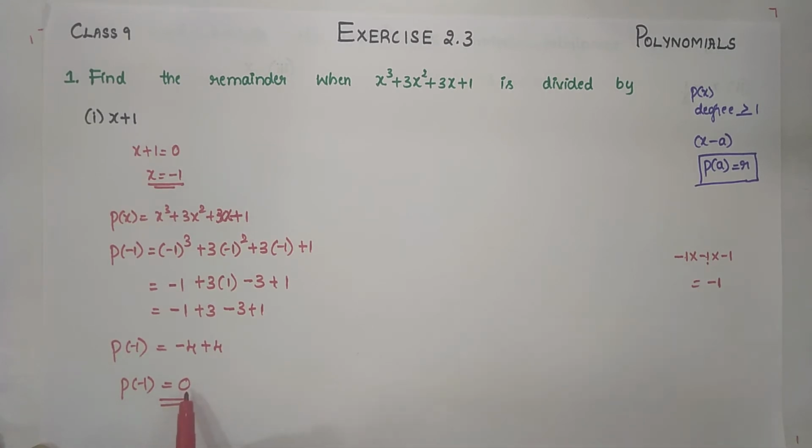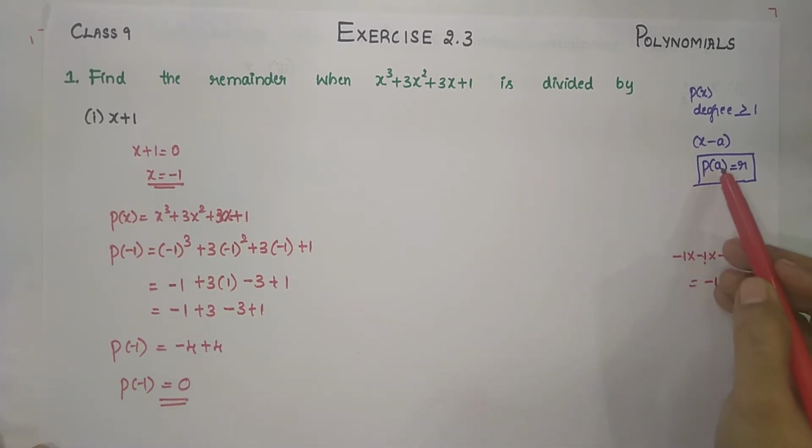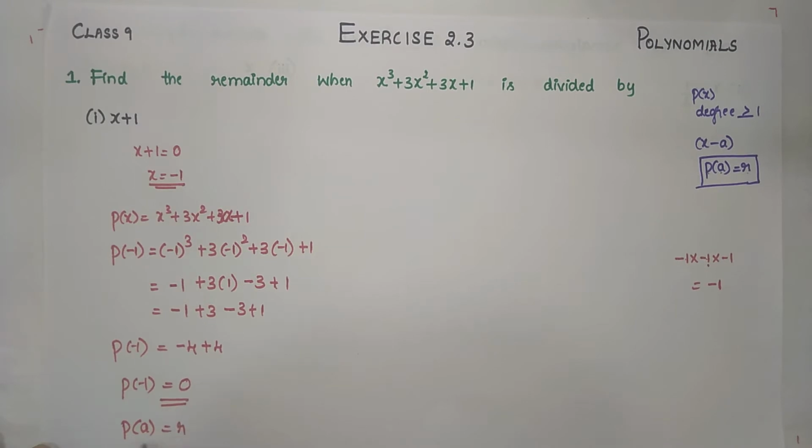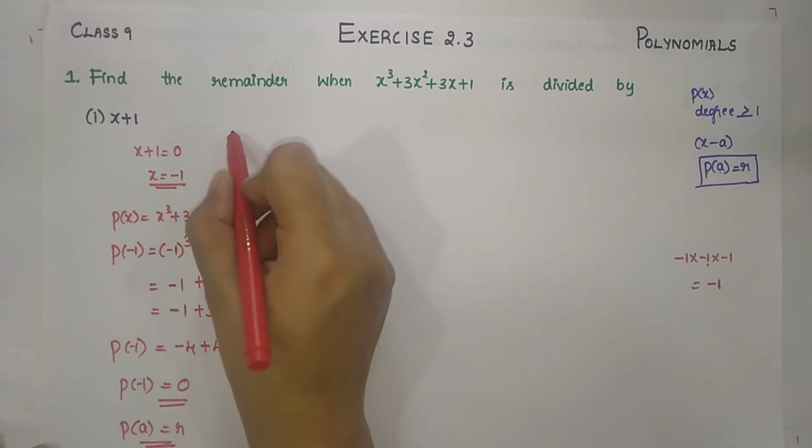So 0 is the remainder. It is nothing but p of a is the remainder. That is, it is in the form of p of a is equal to r. Here you can also do like this.